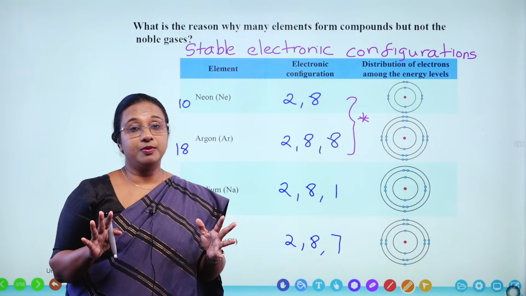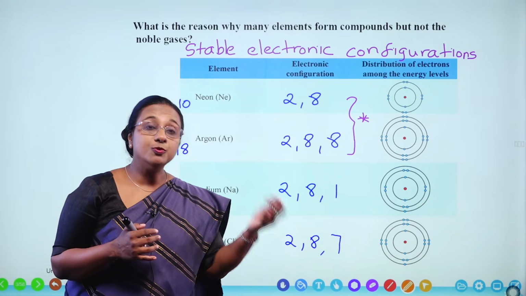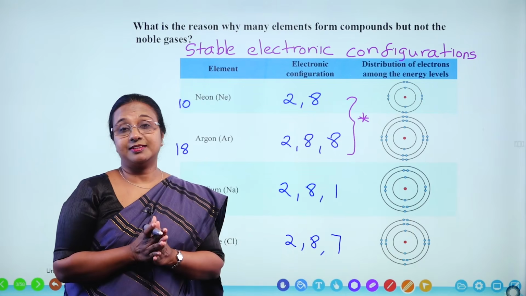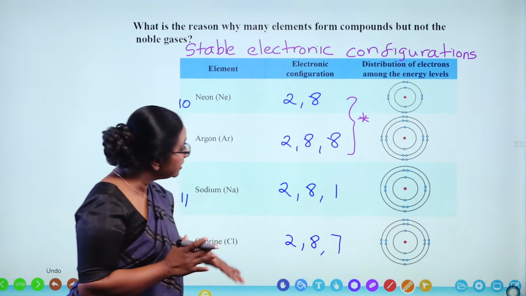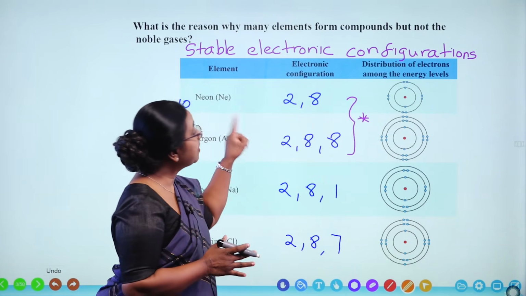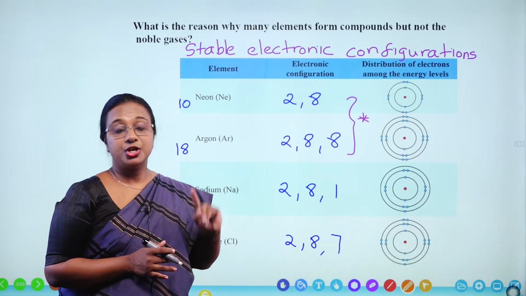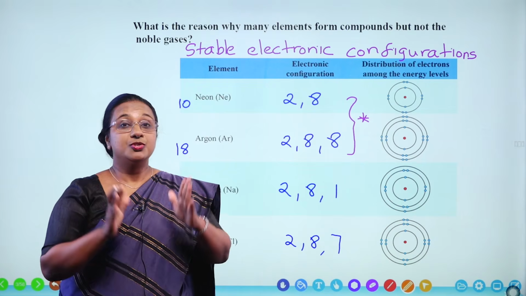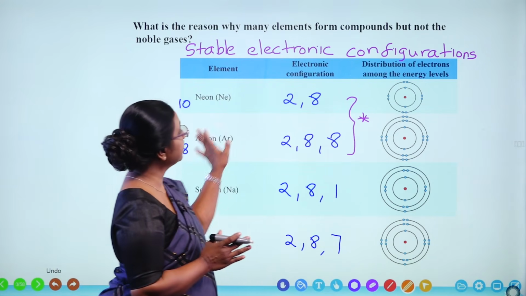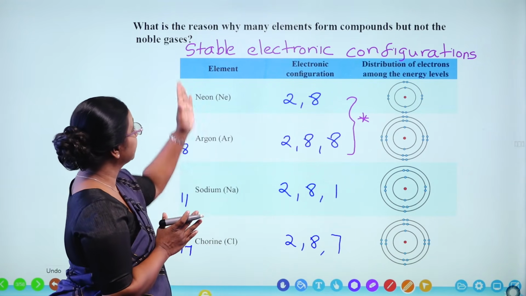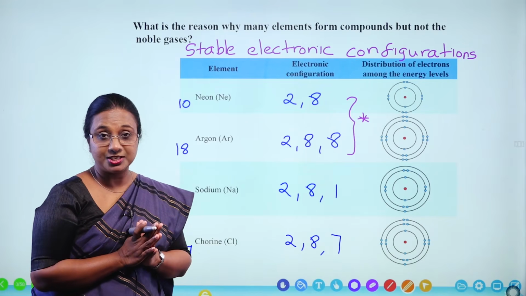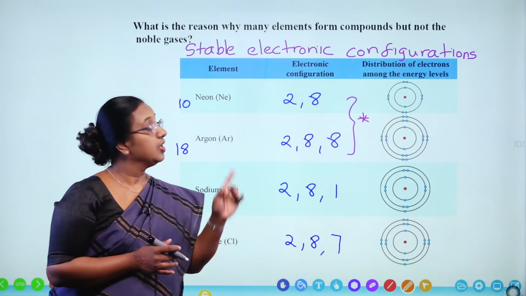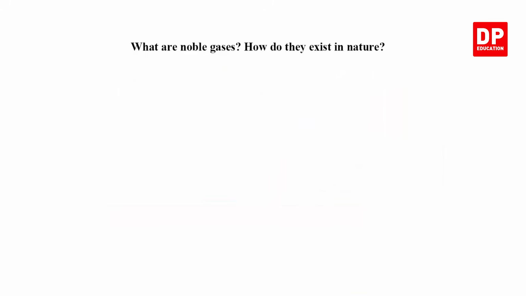So somehow, these elements, either by losing or gaining electrons or even sharing electrons, try to achieve this stable electronic configuration or the noble gas electronic configuration. The stability comes from this complete energy level, stable electronic configuration. So that is what the other elements are trying to achieve. With that, I will move on to the next slide.